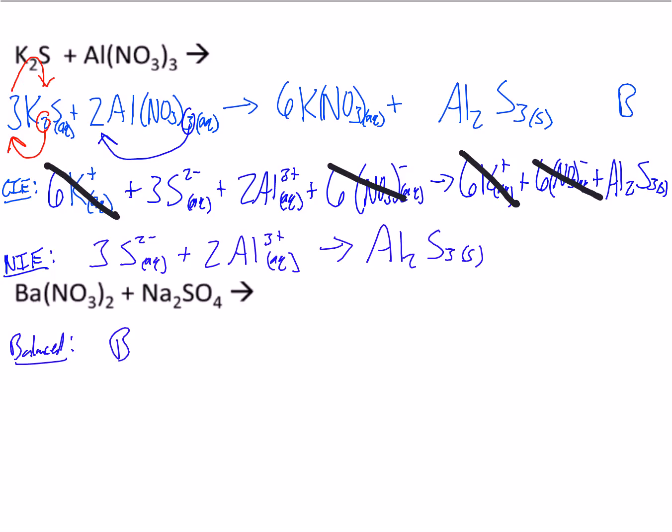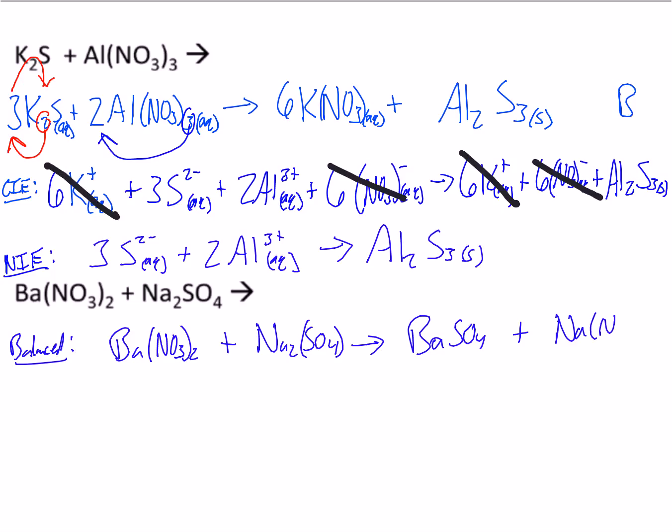All right, so we got barium nitrate plus sodium sulfate yields, who's going to go with who? Right, so it's going to be barium sulfate, BaSO4, plus sodium nitrate, NaNO3. So we know that all nitrate compounds, guys, are aqueous. So I'm going to add that in there. So this is aqueous over here.